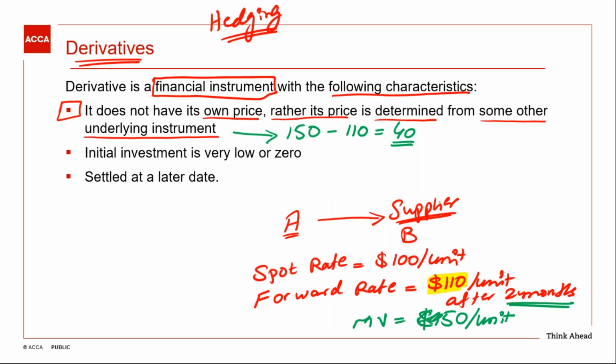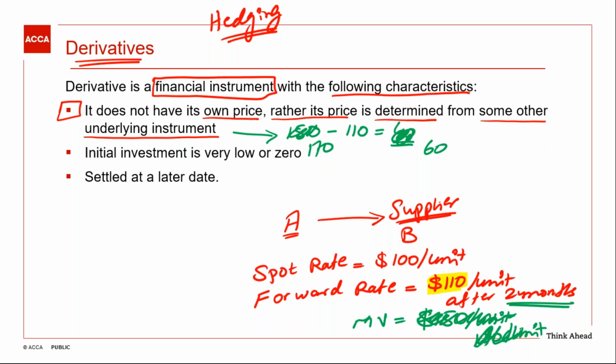But what if the market value is, let's say, $170 per unit? Can you tell me the value of the contract now? If the market value of the laptops is 170 in the market, what is the value of the contract? This means 170 minus 110, the value will be 60 per unit.